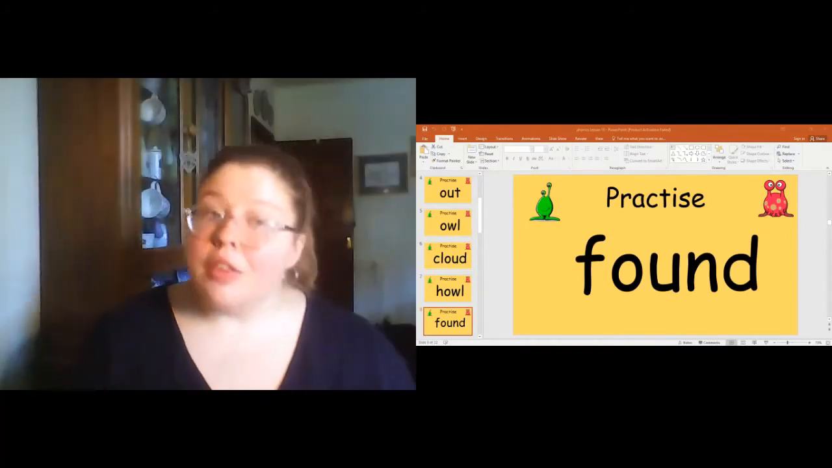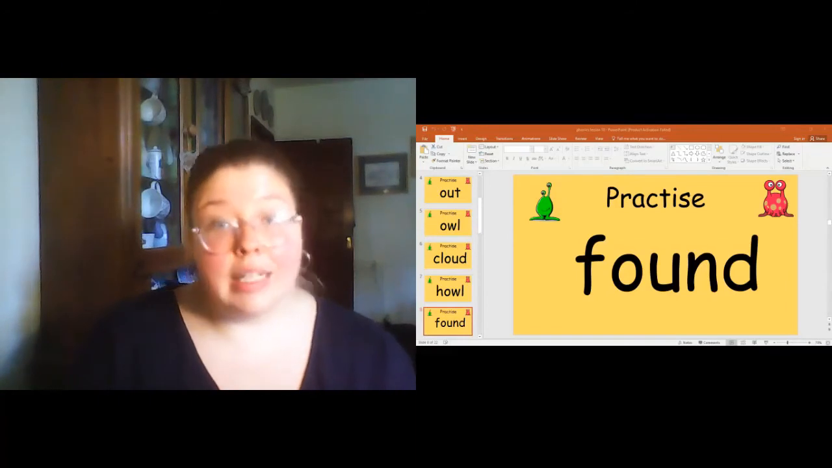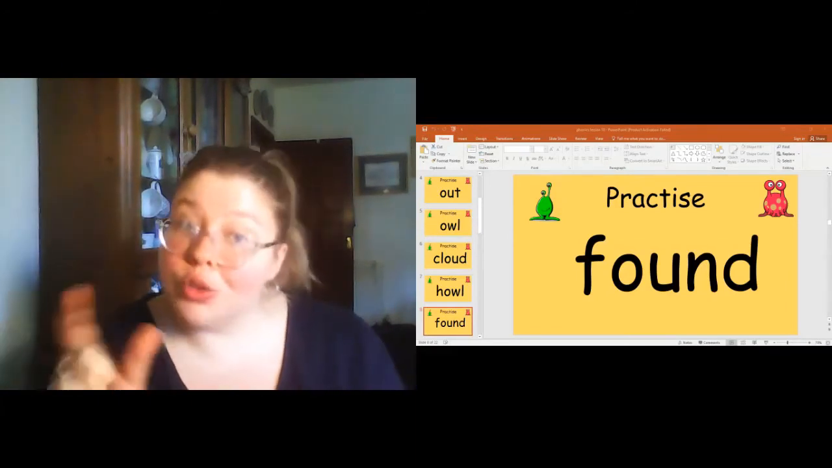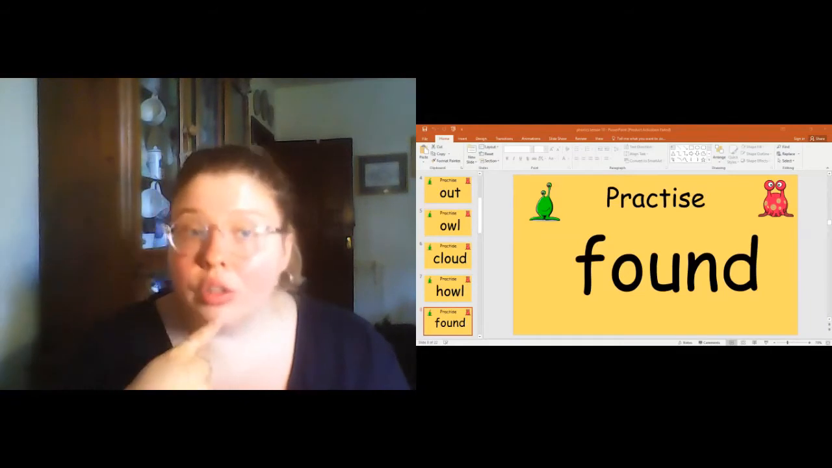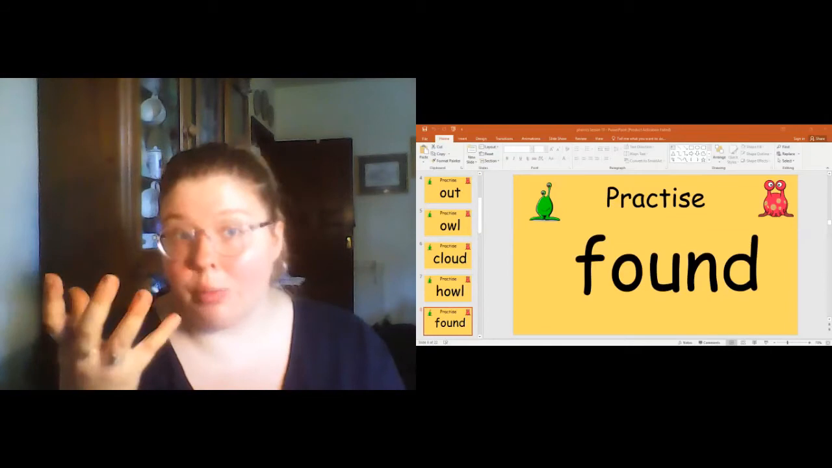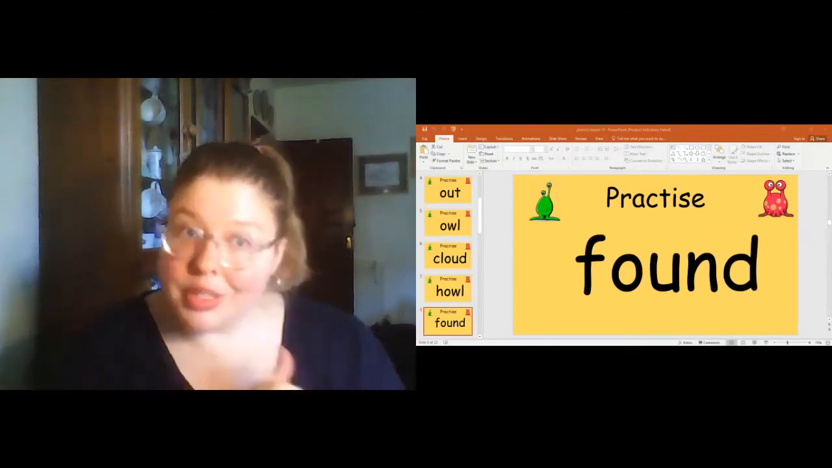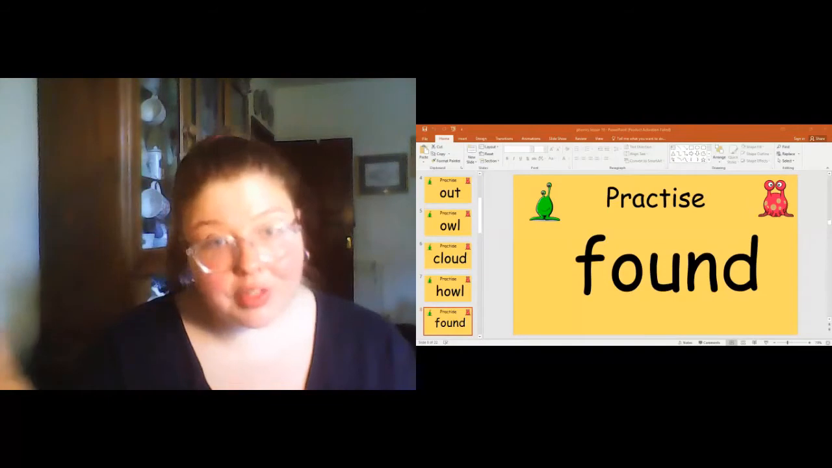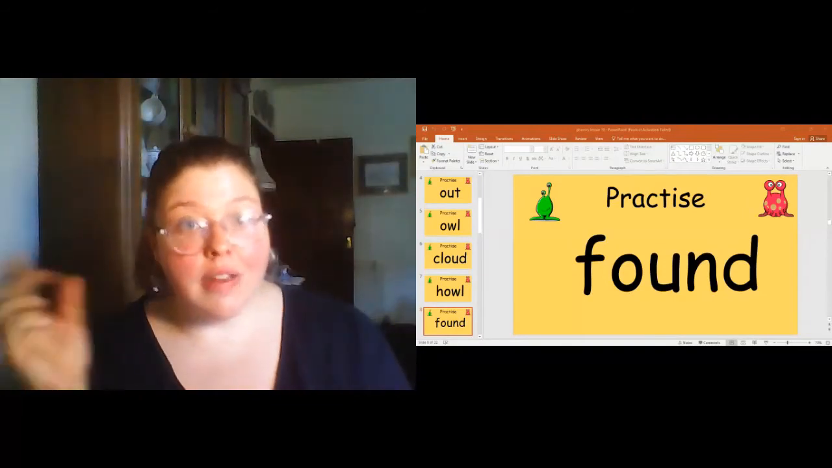This word is also tricky, a little bit like cloud, because at the end of this word, you've got two hard to hear sounds. You've got n and you've got d, and you've got to make sure you can hear those when you're blending that word back together. Found, as in I found my black coat that I had lost. Found.